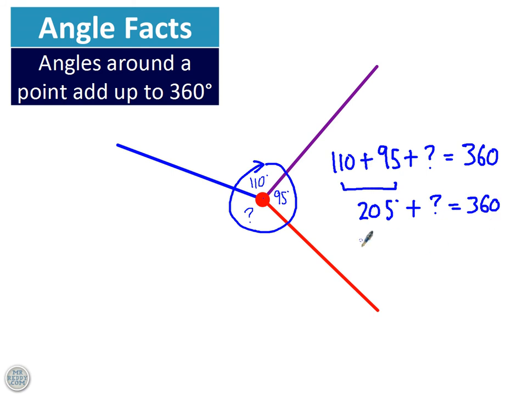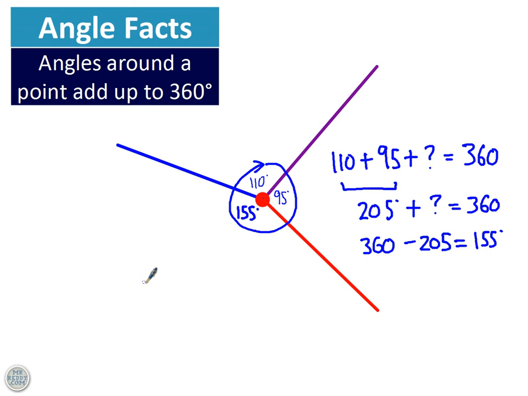I shall use my knowledge of inverse operations. I'll do the opposite of adding. So 360 take away 205 is going to give me the missing angle. And what is that? Well, 360 take away 205 is 155. So in that case, this missing angle here must have been 155 degrees.